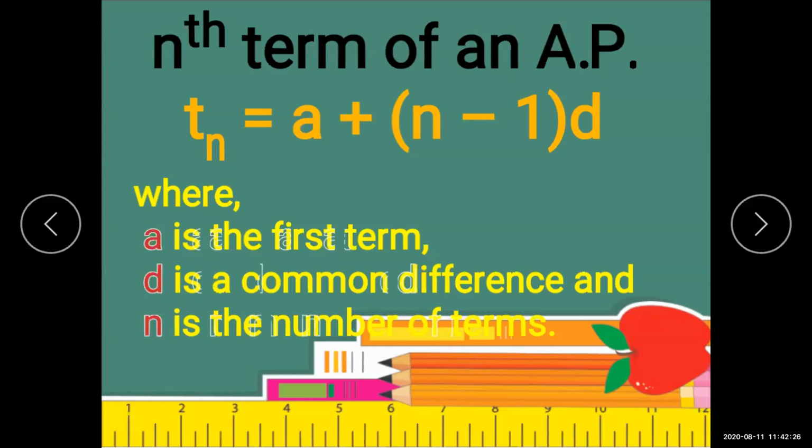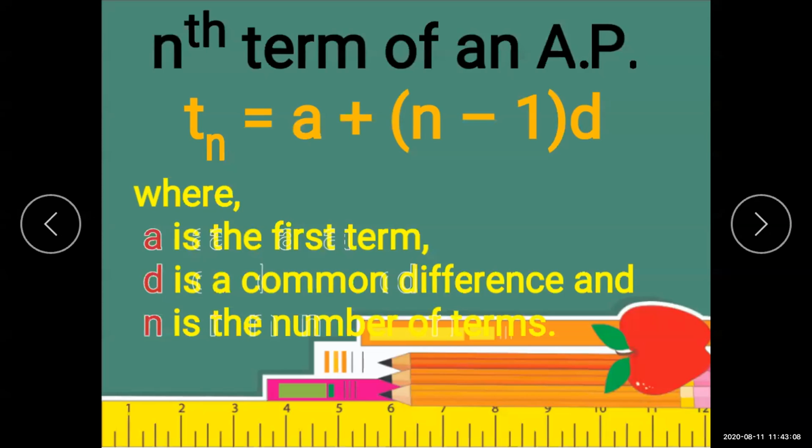One or two students have written the wrong formula there. Please correct it, or shall I take your name? Write down the correct formula. To find the common difference, which formula are we going to use? Okay, T2 minus T1, correct. You should know.